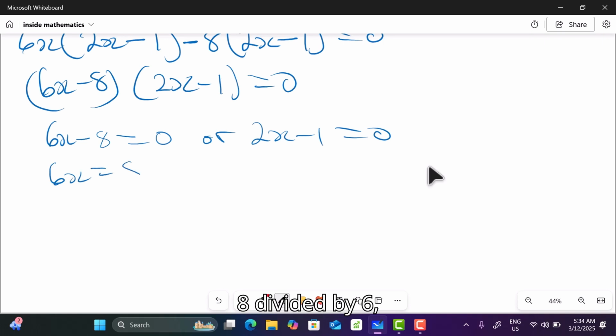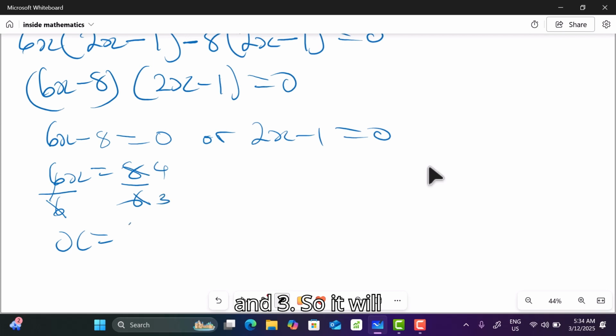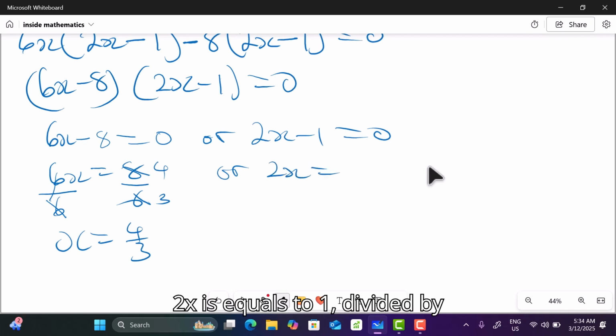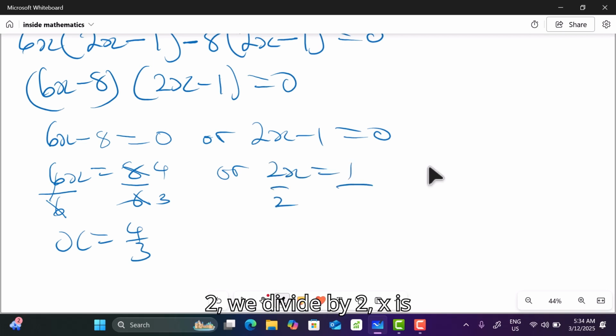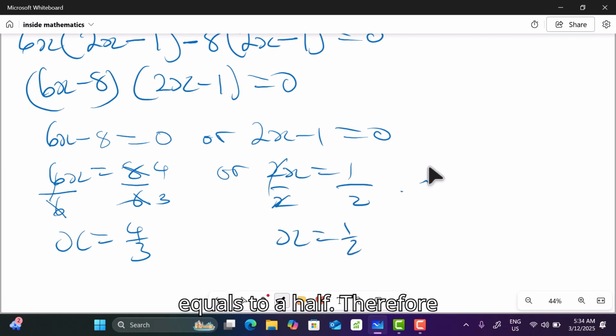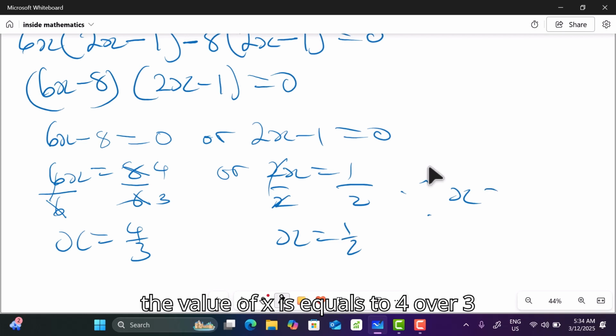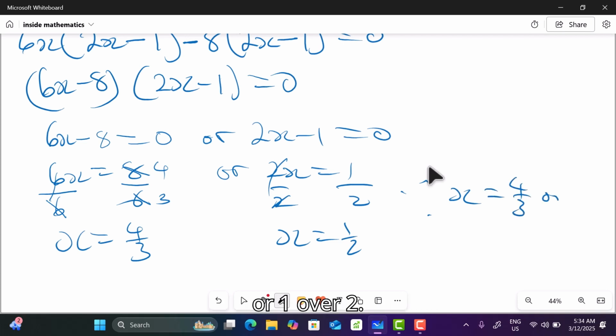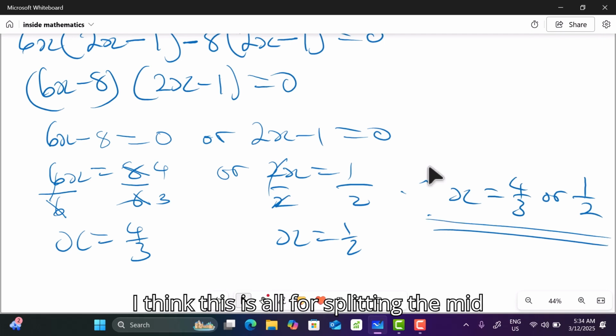6x equals 8, divided by 6 on both sides. After simplifying by 2, x is 4 over 3, or 2x equals 1, and we divide by 2, so x equals a half. Therefore, the value of x is 4 over 3 or 1 over 2. I think this is all for splitting the middle term.